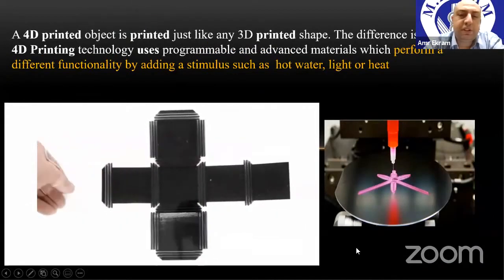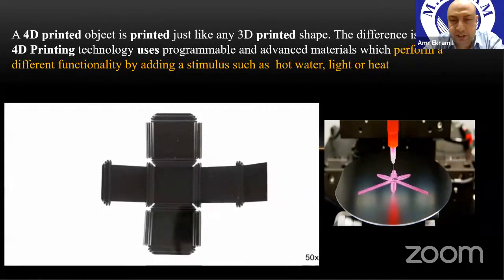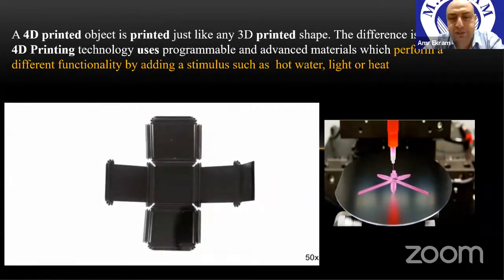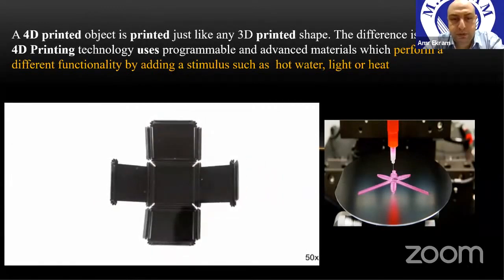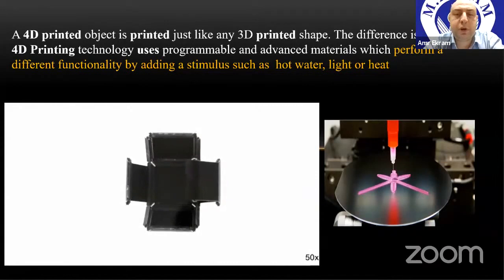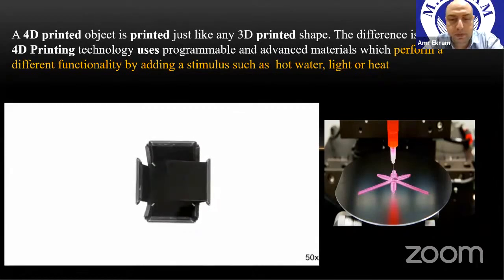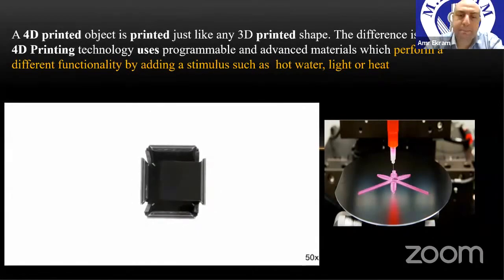For example, this plastic sheet or whatever polymer, you place it in water and the cube starts unfolding and gives a new shape. Okay, this is what we call 4D printing. It's based on time. Change in the 3D printed object based on time. As we can see here.